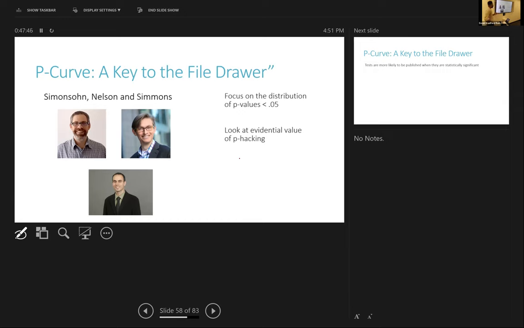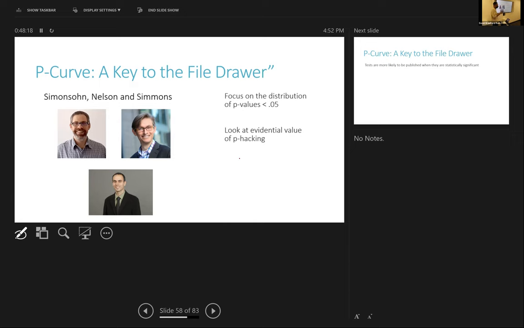But I want to present everyone with this paper that made waves in the psychology community, but also in economics and other social sciences and the stats literature as well, called the P-curve, a key to the file drawer. These were the same authors that outlined these initial methods before around what are some common questionable research practices. And they noticed that p-hacking wasn't something that there was really a great way of dealing with.